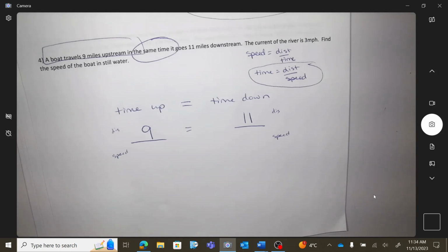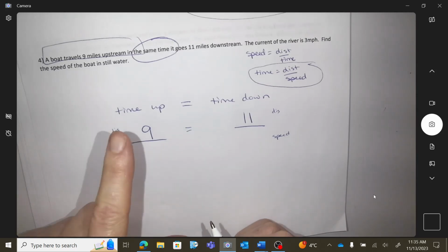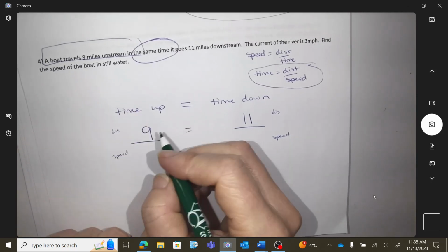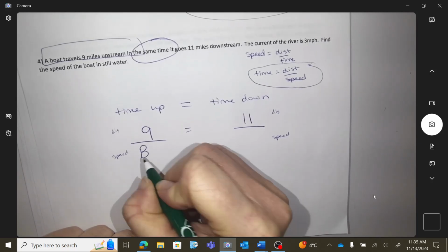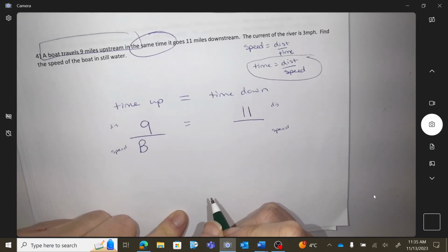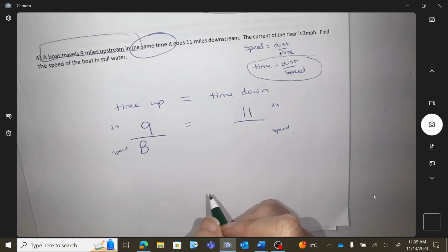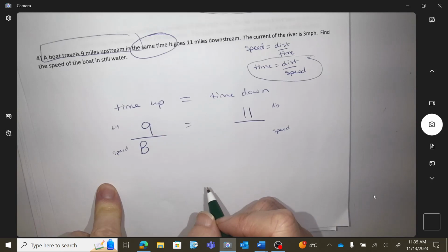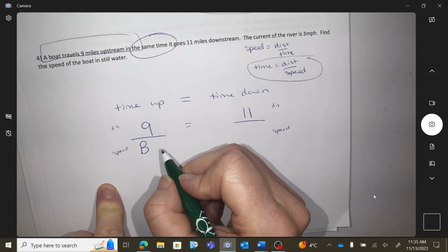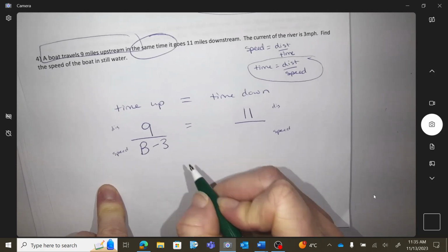Okay? When you travel with a wind or a water current, what happens to you when it is going upstream versus downstream? Think about life. What happens when you're on a bike, the wind is at your back versus the wind's on your face? What's happening? Okay, so what happens when we're going upstream? It's going to be the boat speed. What would the water do? Would it speed you up or slow you down when you're going upstream? Slow me down.